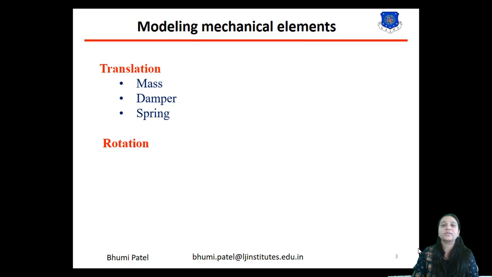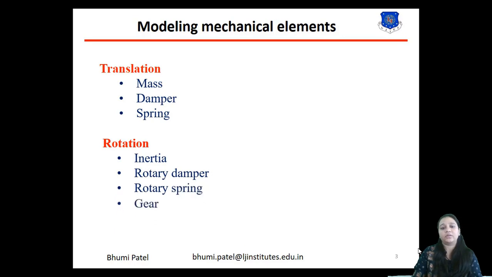In rotational motion, the rotational motion of a body can be defined as motion about a fixed axis. The modeling produced is very close to that used in translational motion. In this system, the variables of interest are the torque and the angular acceleration, angular velocity or angular displacement. So, the elements of rotational motion are inertia, rotary damper, rotary spring, and the gear.